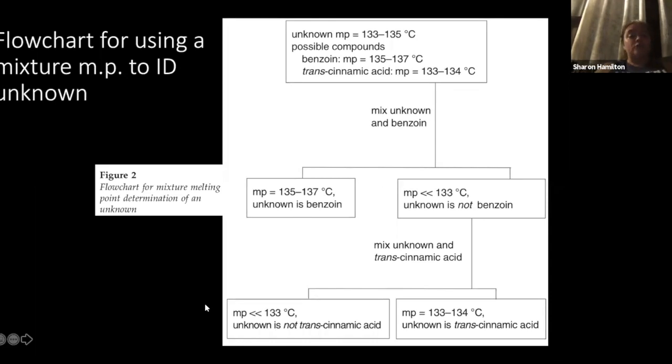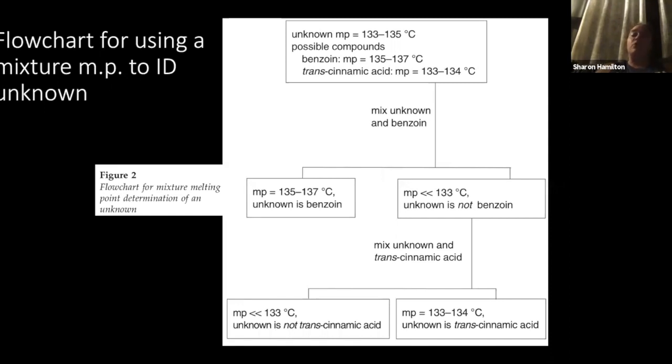Here we see figure 2 from the lab book. This is a nice flow chart, helping you to map out how to determine an unknown from the mixture melting point technique. Here we're told that you have an unknown with a melting point between 133 and 135, and you have identified that it could be benzoin or tranexamic acid, both of which have melting points in a similar range. So first you mix your unknown with benzoin, and you do the melting point technique to analyze it.